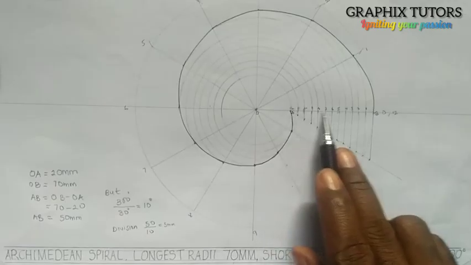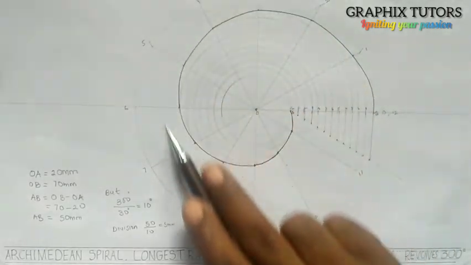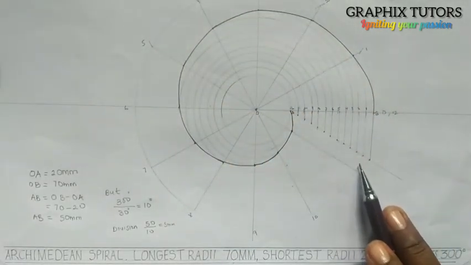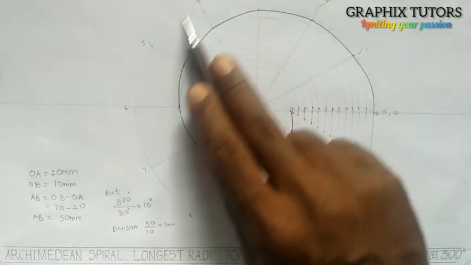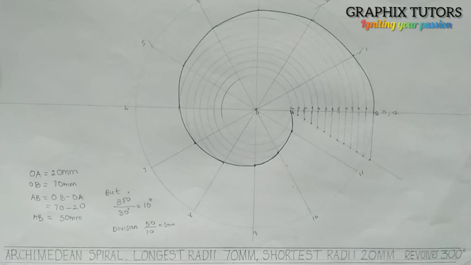Why I divide here into 12 was because I use the 12 demarcation of my circle. If I divided the circle into 8, I will divide here into 8. Are you with me?